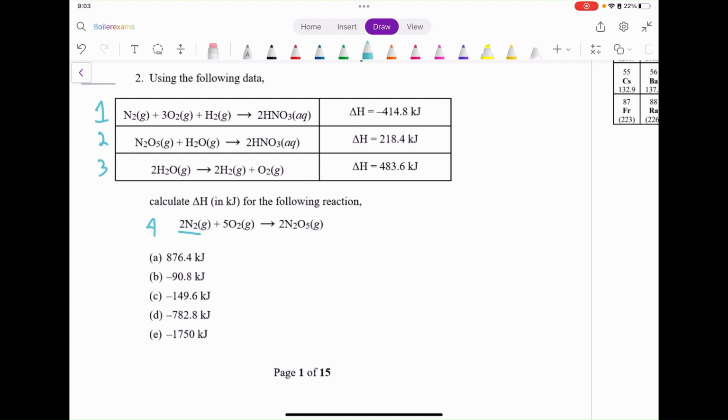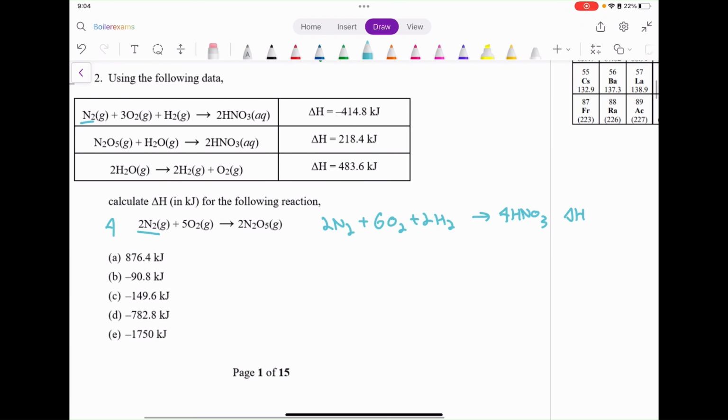I see first that there are 2 N2s on the reactant side, and the only equation that has N2 in it is 1. So I know I'm going to need 2 of reaction 1 in that same direction. If I add 2 of reaction 1, I'm going to have 2 N2s, 6 O2s, 2 H2s, and that is going to make 4 HNO3. Since I multiplied by 2, I'm going to need to multiply my delta H by 2. Negative 414.8 times 2 is negative 829.6.